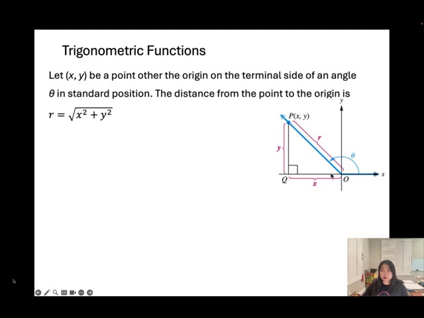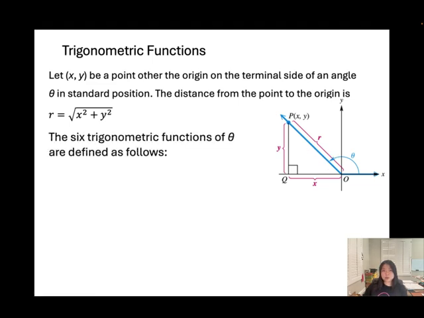And also we do have the right triangle. Remember the Pythagorean theorem. When we have the right triangle, we can use x squared plus y squared and then take the square root, and that will be equal to r. So we have the point (x, y), and then we can find out the r here.